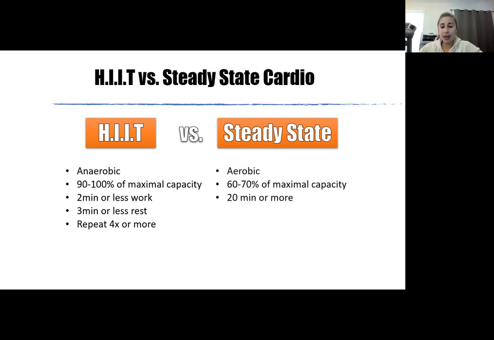If you want to do steady state, you can do either one. It's more personal preference. You can do a combination of both, but with steady state we're looking at more aerobic, 60 to 70% of our maximal capacity for 20 minutes or more, right? And that's going to help improve your cardiovascular endurance, as we've talked about, as those adaptations happen.